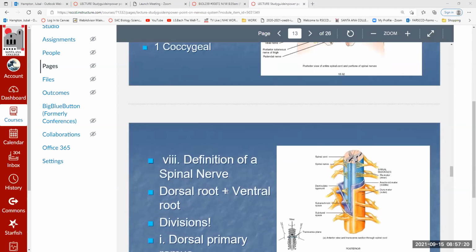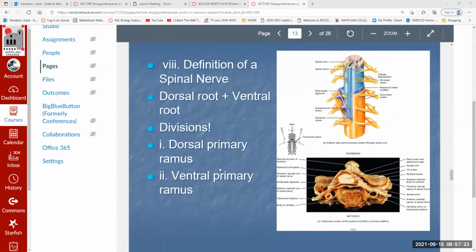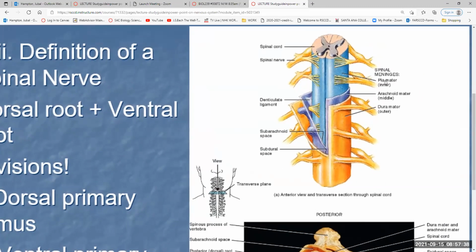Now, the definition of a spinal nerve. It has roots: a dorsal root and a ventral root. You have to know what dorsal and ventral mean. Here projected on your screen are the roots I was just speaking of. This whole structure here is a spinal nerve. These are ventral roots, and over here we have our dorsal roots.